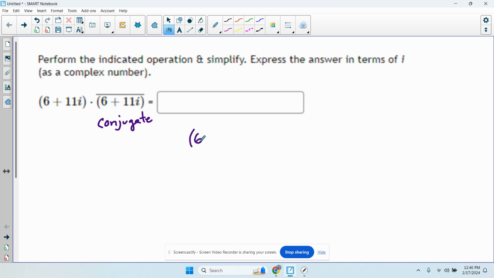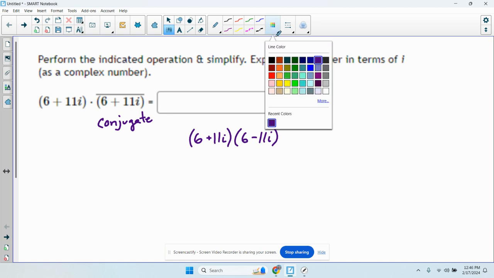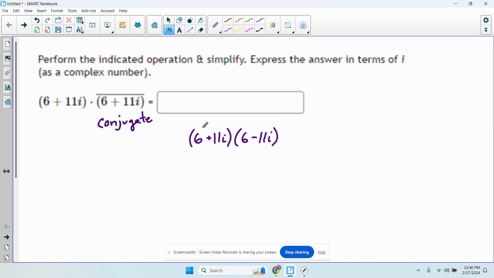So it's going to be 6 plus 11i times 6 minus 11i. And we'll just FOIL. When I do the first term, I get 6 times 6, I get 36. Outer, I get negative 66i. Inner, I get positive 66i. And that's why we multiply by conjugates: the imaginary part of the complex number will now go away. And then last is going to be negative, because I have a negative times a positive, 121 i squared.